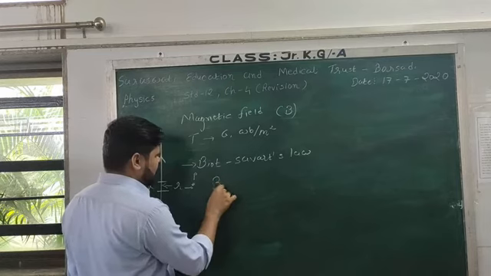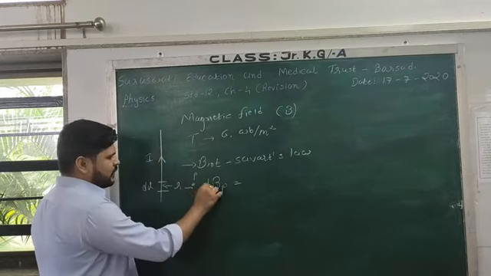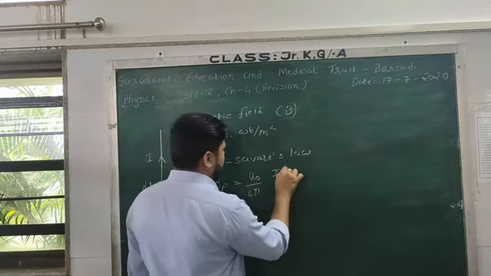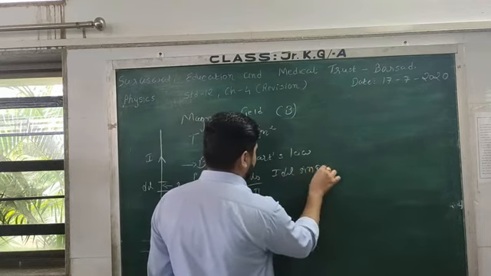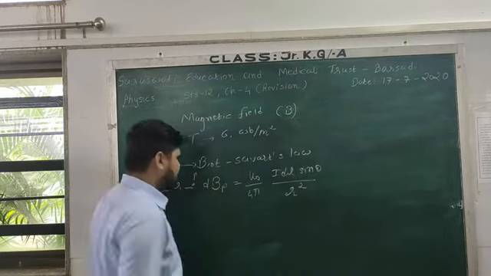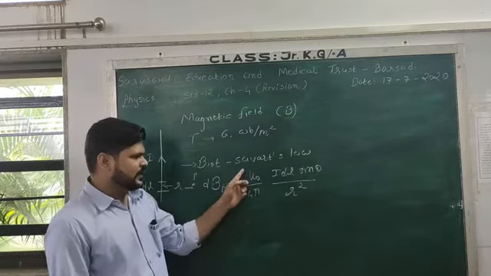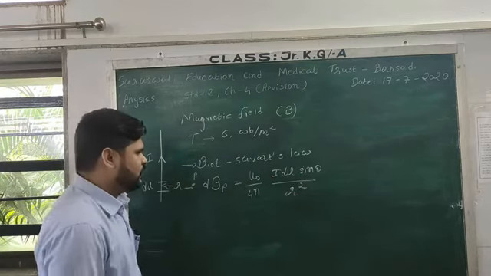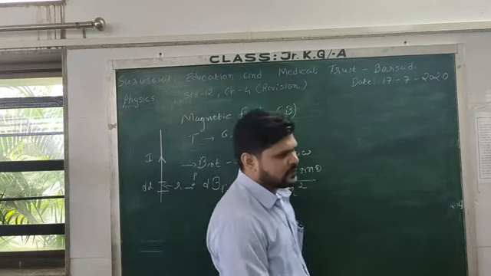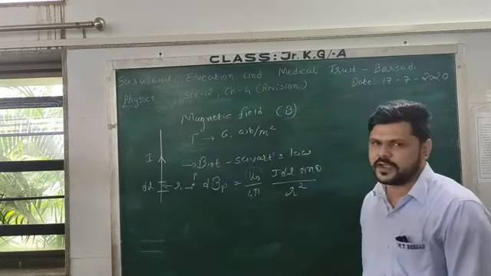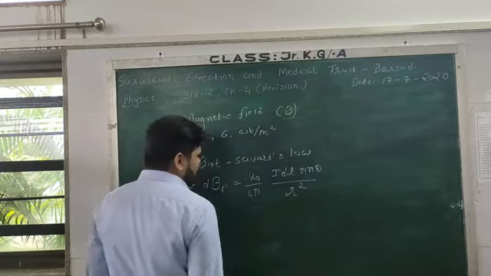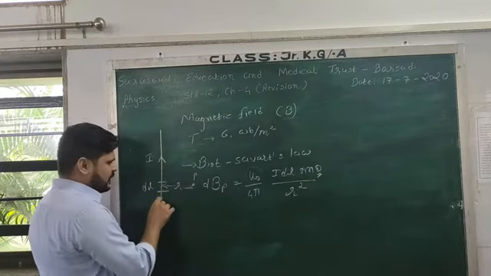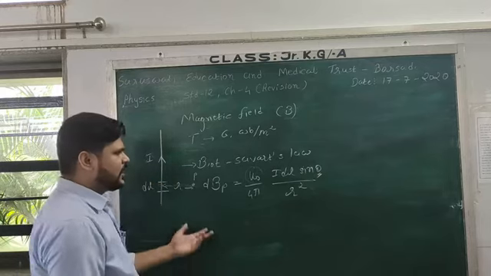Then the magnetic field at point P, dB, is defined as mu 0 upon 4 pi, I dl sin theta upon r square. This is the Biot-Savart law. Mu 0 is the permeability of vacuum, which is 4 pi into 10 raised to minus 7. Theta is the angle between dl and r.